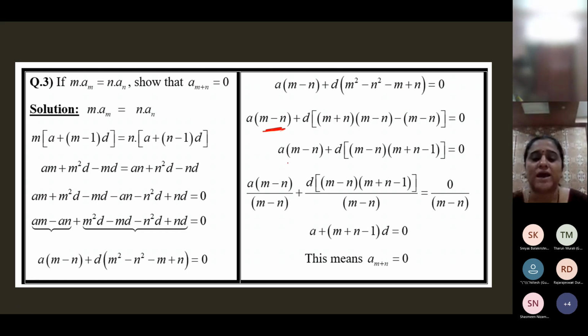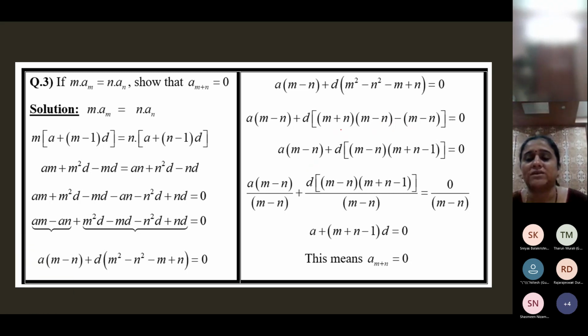Next, write this one as it is. And here, see, this is one term. This is another term separated by a minus sign. M plus n into m minus n, minus m minus n. So m minus n is common. M in the bracket, m minus n is common.